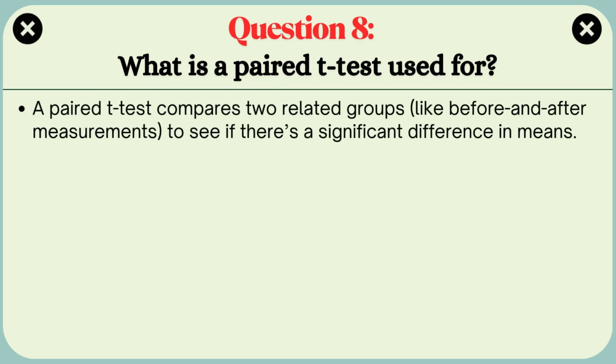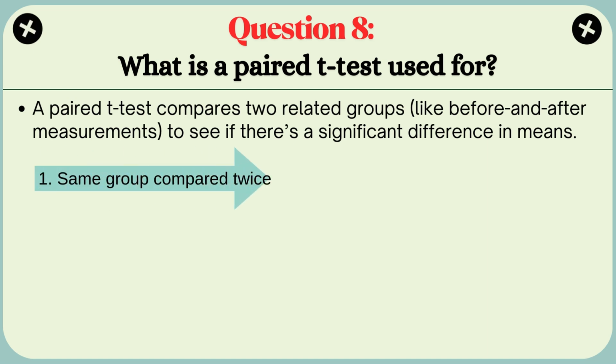Question 8. What is a paired test used for? A paired test compares two related groups, like before and after measurements, to see if there's a significant difference in means. Same group compared twice: measures before and after effects within the same sample.